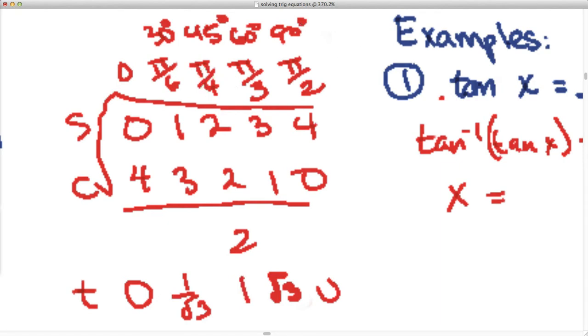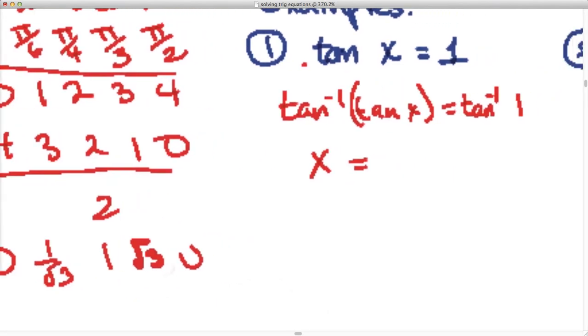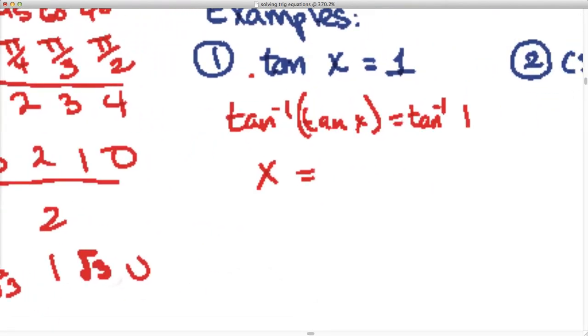So in this case, we would ask ourselves, where is tangent positive? Because of the positive 1 here. And it's positive in the first quadrant and in the third quadrant. If you're just doing degrees, 45 degrees in the first quadrant would be 45, and in the third quadrant would be 180 plus 45, which is 225.